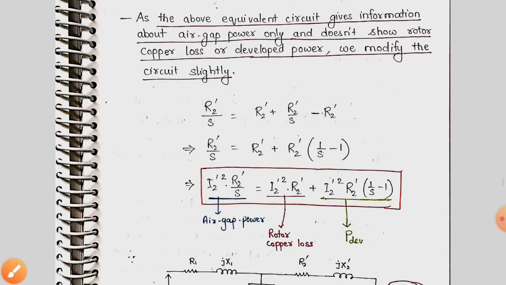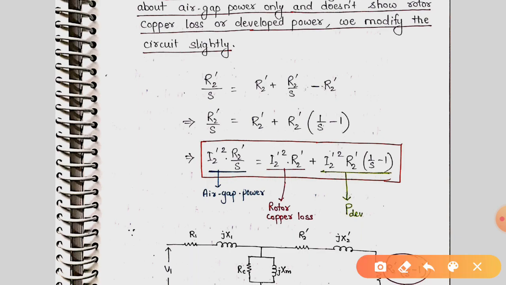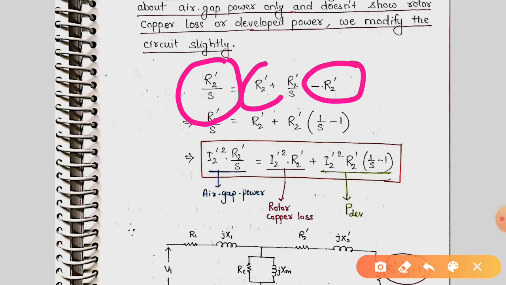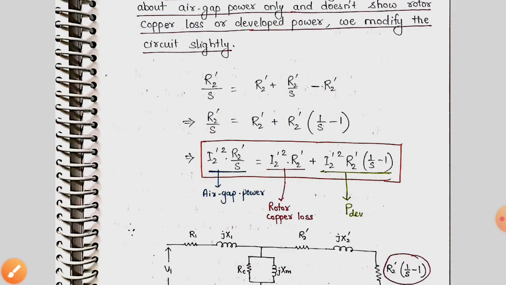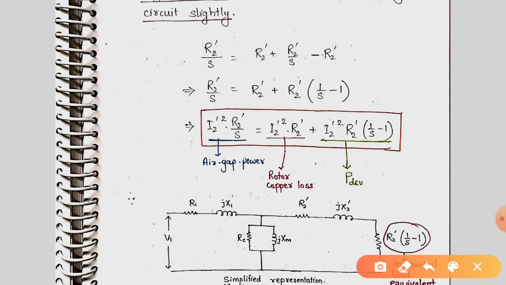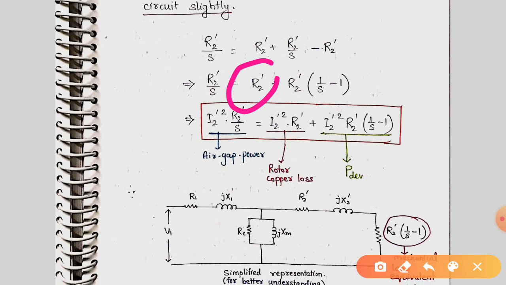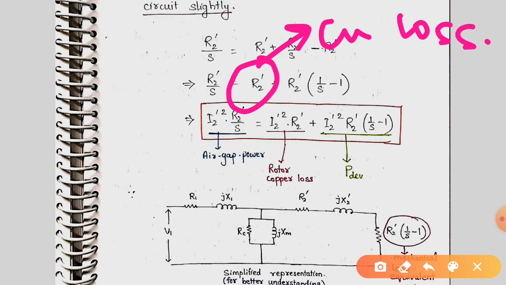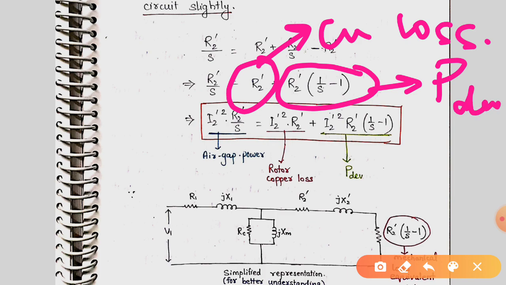So we know that R2 dash upon S is the resistance present in the rotor. Now adding and subtracting R2 dash from this, we get R2 dash upon S is equal to R2 dash plus R2 dash (1 by S minus 1). So the first part will represent the rotor copper loss, and the other part will represent the mechanical power developed in the rotor.